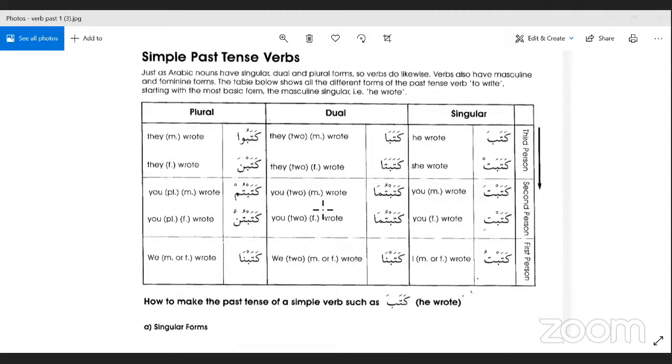Second person, kaburta, kaburtuma, kaburtum, kaburti, kaburtuma, kaburtunna. And the first person, kaburtu, kaburna. Sorry, I'm not so confident.